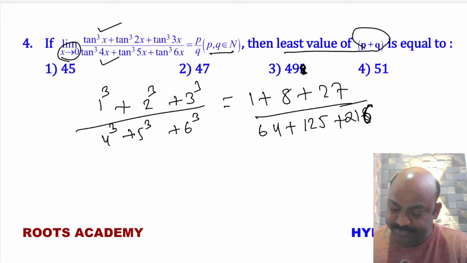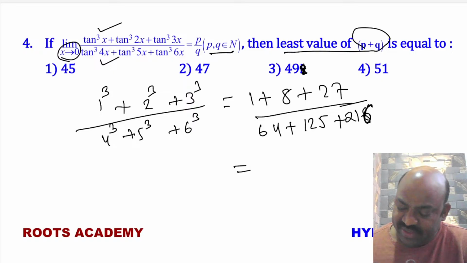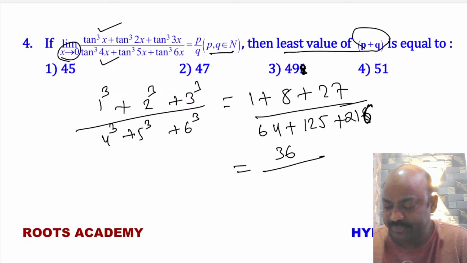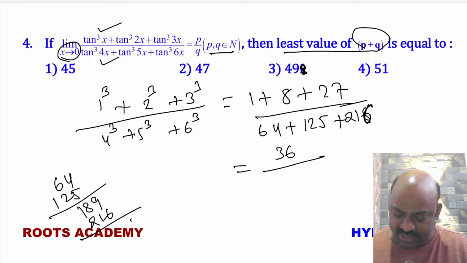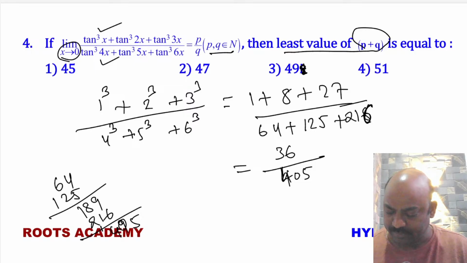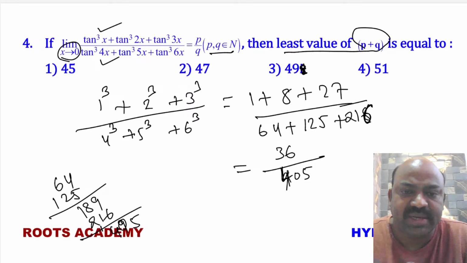What is the answer you are getting? 9 plus 27, it is 36, by how much are you getting in the denominator? 64, 125, it's 9, 8, 189 and 216. Together it is 1, 9, 9 means 10, 10 means 405. Is anything getting cancelled here?